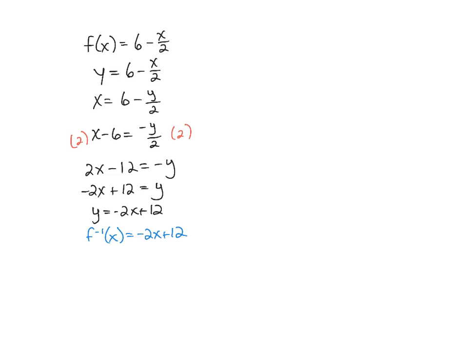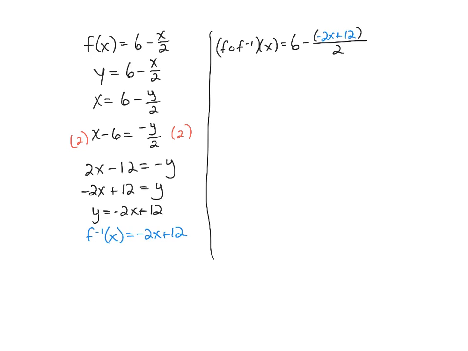All right, now once I find my inverse, I'm going to use composition of functions to verify it. So first I'm going to find f of f to the negative 1 of x. And if I did everything correctly, my answer should come out to be just x. So we have 6 minus, and I'm going to put parentheses where the x was as a placeholder. So parentheses over 2. Inside those parentheses, I'm going to insert the inverse function, which is negative 2x plus 12. And then we simplify using our order of operations.